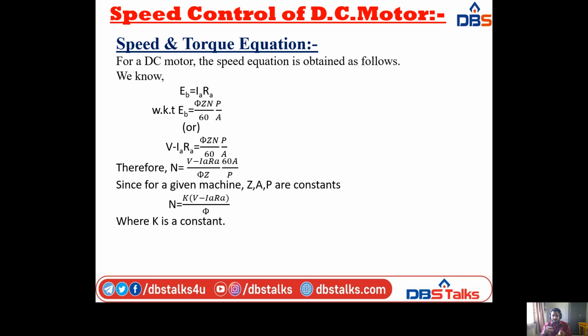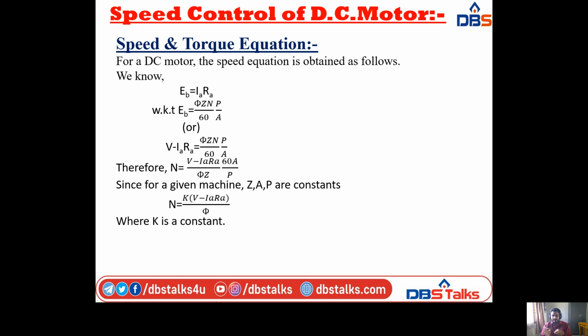Here also I am taking the back EMF equation the same, that is Eb is equal to φPNZ by 60A. Equating these two equations, we have V minus IaRa equal to φPNZ by 60A. Therefore, from the above equation, we write the speed equation: N is equal to V minus IaRa by φZ into 60A by P. That is the speed equation of a DC motor.